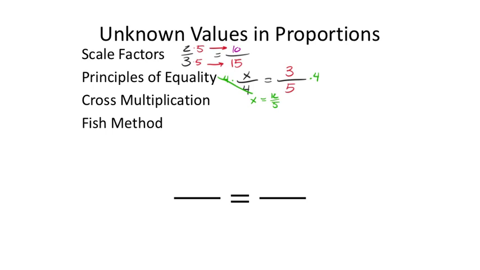So, cross multiplication is something that you've seen before. Cross multiplication is where you're going to take a proportion like this one, again, 2 fractions that are exactly the same, which is why we have the equal sign in between here. Again, there should be some kind of unknown in there.